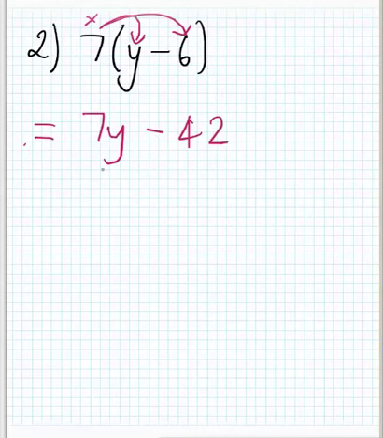And that's all we can do. We cannot go 7y, take away 42, because they are not like terms. If we had a y here, then yes, we can go further, but in this case, we can't.